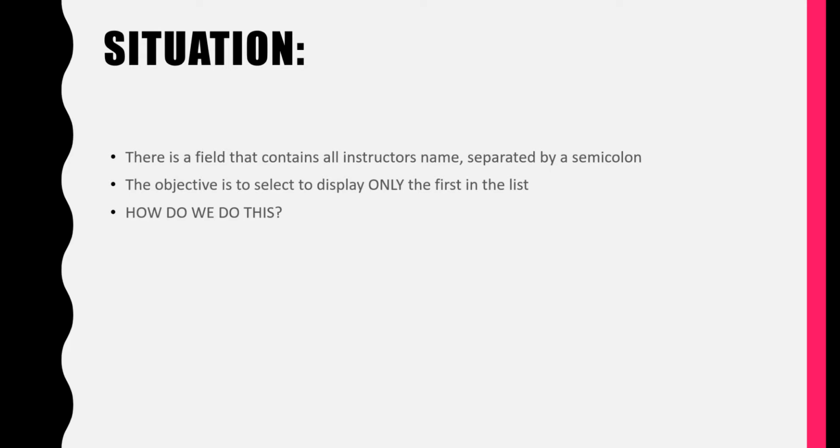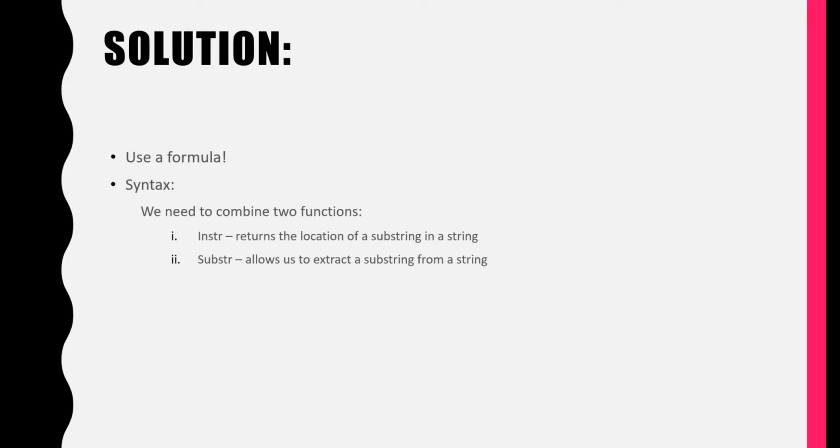This is a quick tutorial on how to display a part of a string. We have a situation where we have a field that contains multiple instructor names that are separated by a semicolon. The objective is to display only the first name in the list. So we use a formula for this. It contains two basic functions, the instr and the substr, and both of these are encased within an if conditional statement.